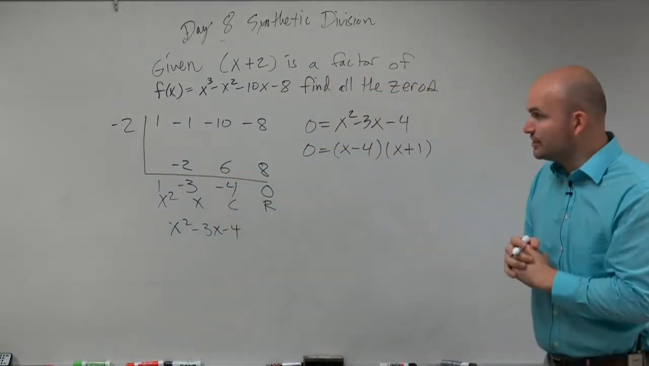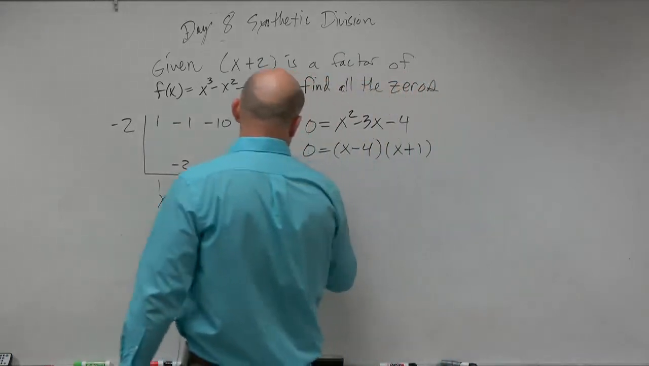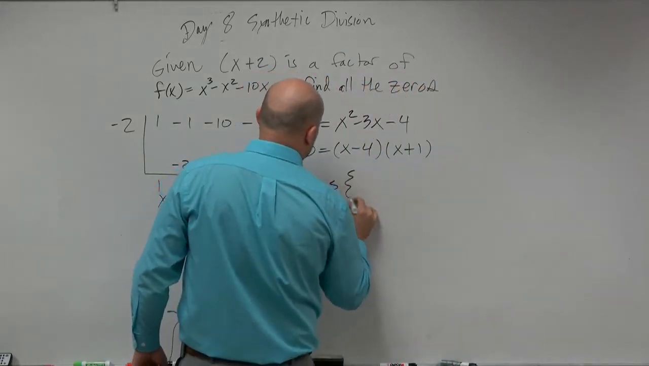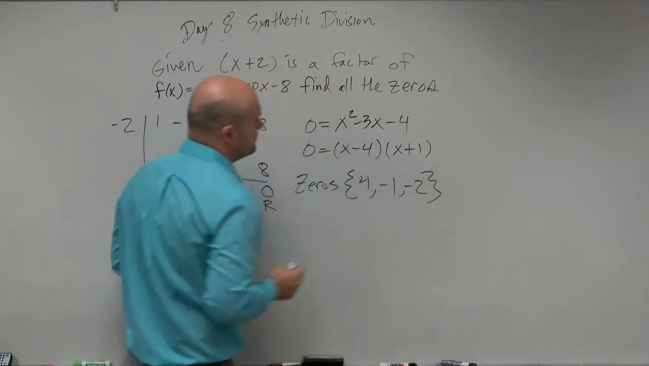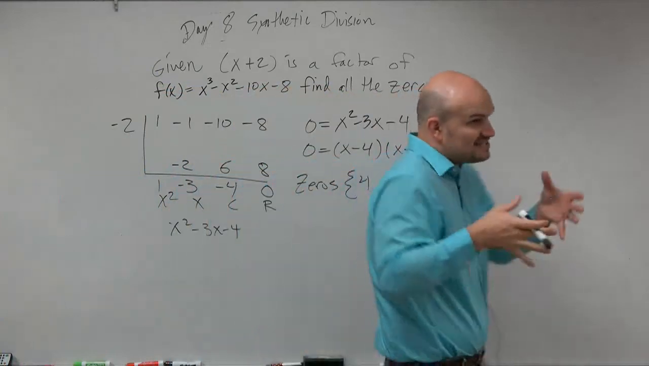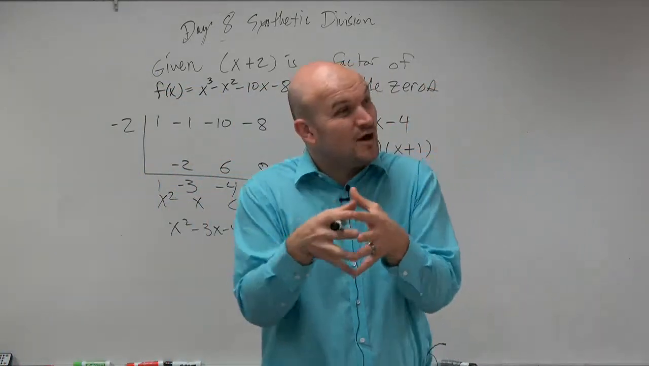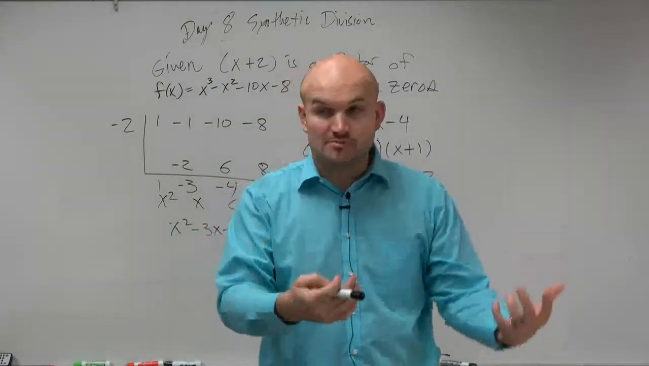Now I have this written as linear factors. I already know that one of my zeros is -2, so I can just write my zeros are 4, -1, and -2. Okay, so this is how this can be helpful, and this is how you're more likely going to see it applied with a synthetic division problem.